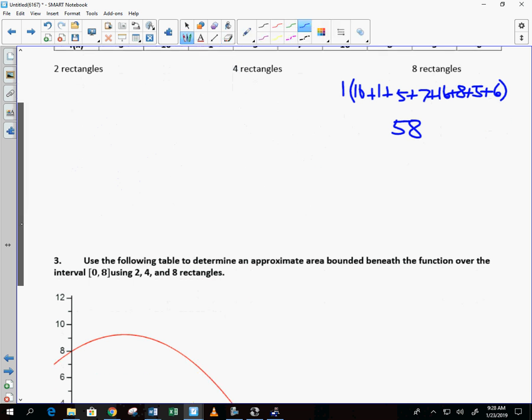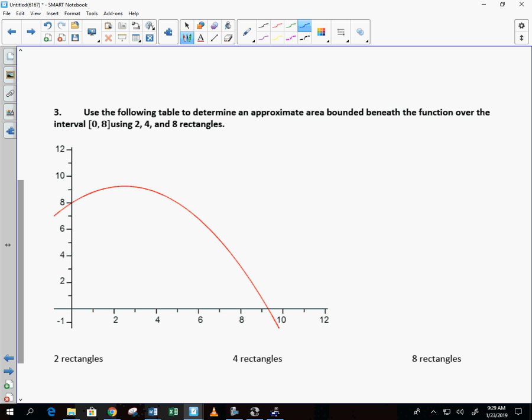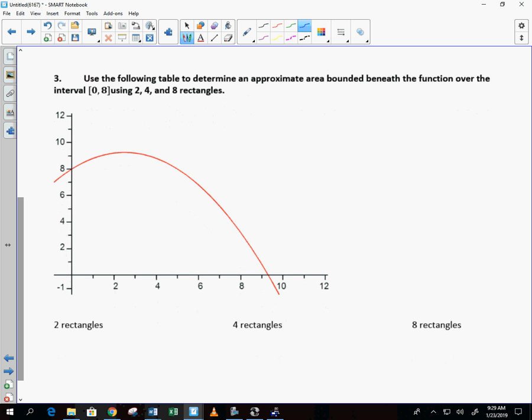This is our last one for the day. Then you guys can start on your worksheet. It says use the following graph to determine an approximate area bounded beneath the function over the interval 0 to 8 using 2, 4, and 8 rectangles. So now we don't have specific values. We need to do an estimation here. That's what we have to do.